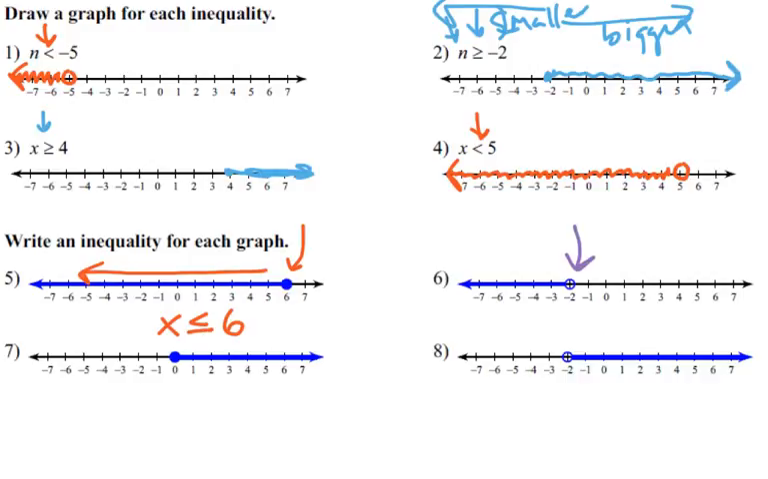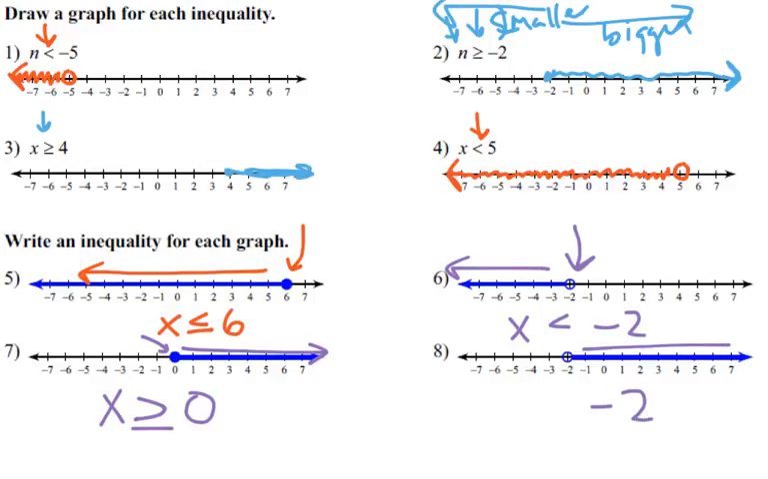Okay, number 6, open circle at -2. It's going to the left. So it's smaller. The variable is smaller, but not equal to, because -2 isn't included. Number 7, you've got 0. Our variable is going to the right. That means it's bigger, so x is greater than, filled in circle, closed circle, greater than or equal to. Number 8, we've got -2, goes to the right, so x is greater than -2. Okay, those are the simple ones.